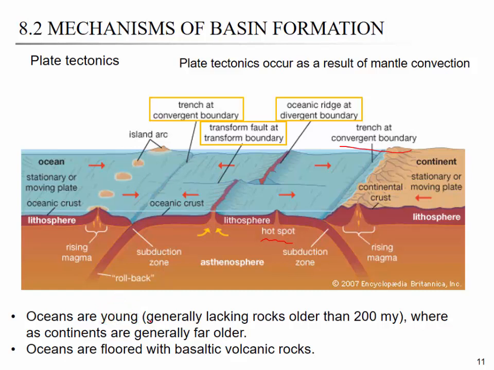What do we have here? Oceans are young. Oceanic crusts are young near this ridge because they are generated just now. And as they move to the plate boundary, here the convergent boundary, they become older. And the oceans are floored with basaltic volcanic rocks. So this is just the basic picture that you need to keep in mind.